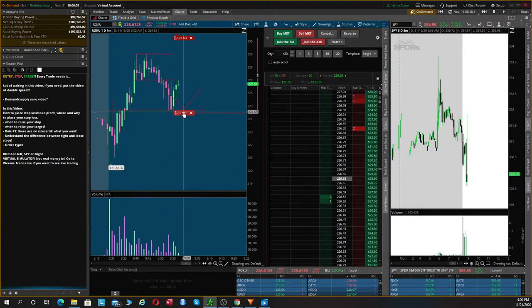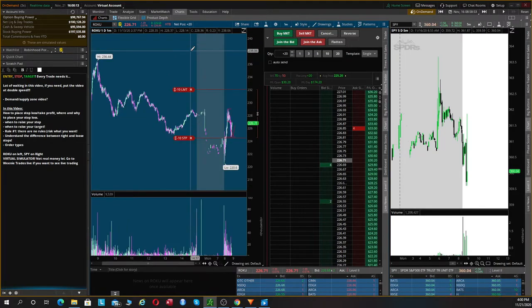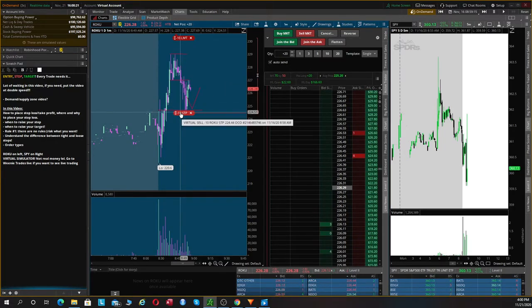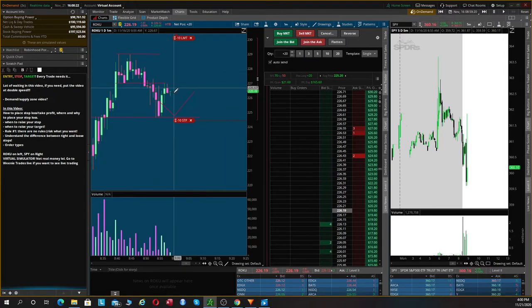So now if Roku comes down there, we will be stopped out, and if Roku hits our target, we are in the money, and this is only 10 shares. If we want to, we can actually raise our stop. I want to see Roku put in a pivot before I raise my stop.